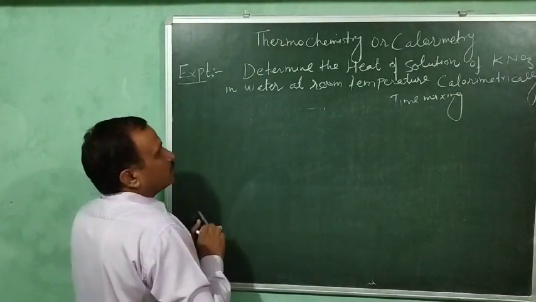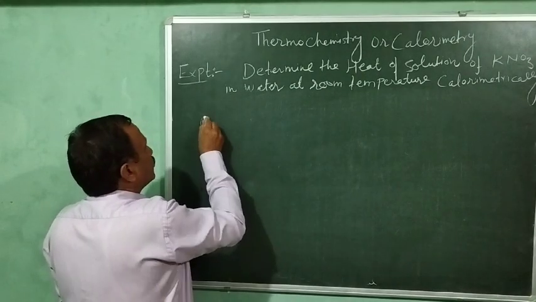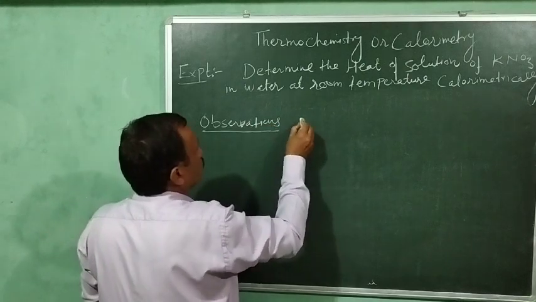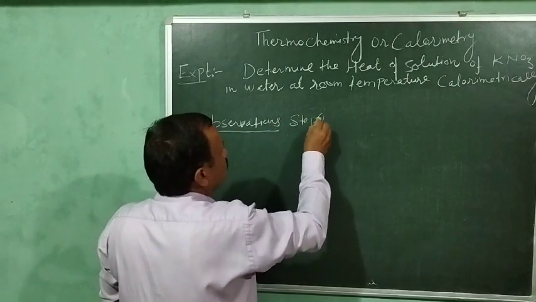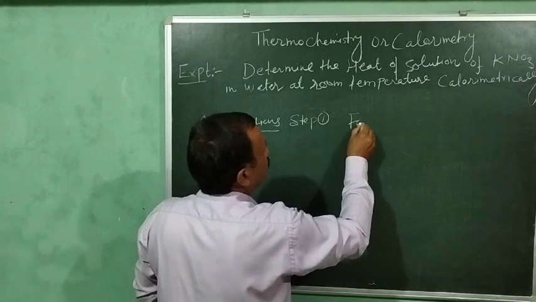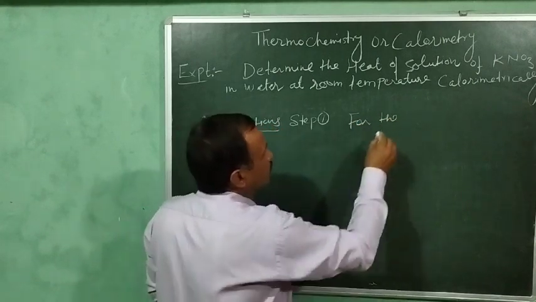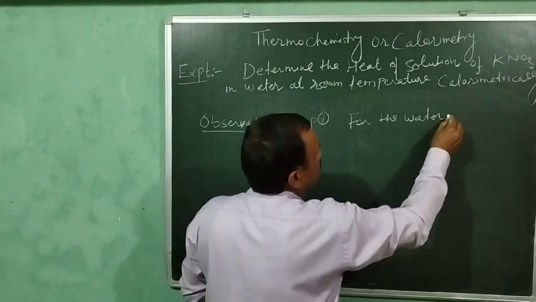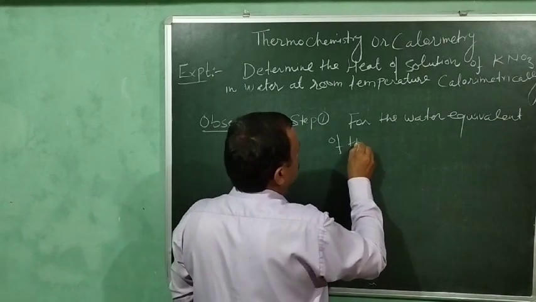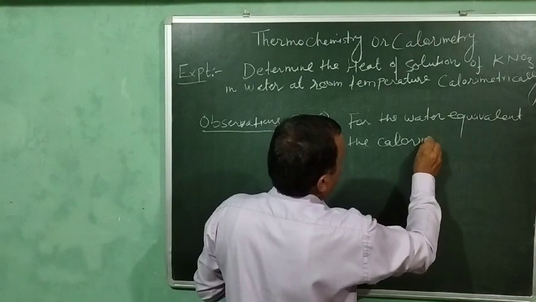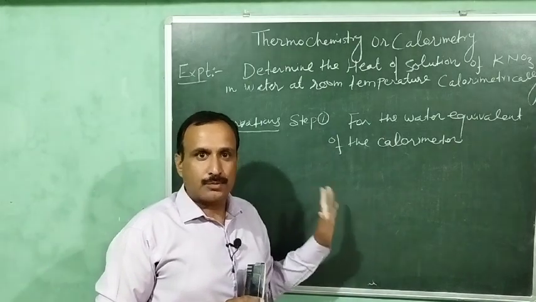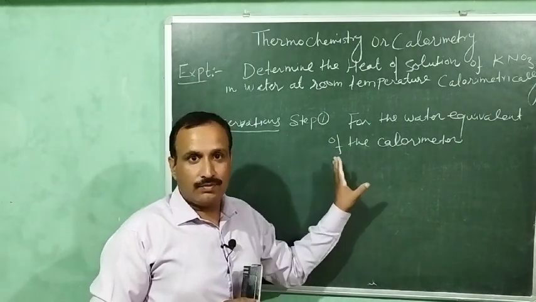Okay, now we will discuss the observations of this experiment. Observations. So in the step number 1 we will write the observations for the water equivalent of the calorimeter. तो सबसे पहले वाटर इक्विवेलेंट के लिए जो ऑब्जर्वेशंस होंगी वो लिखी जाएंगी, and I have explained these observations in my previous video. They will remain as such.